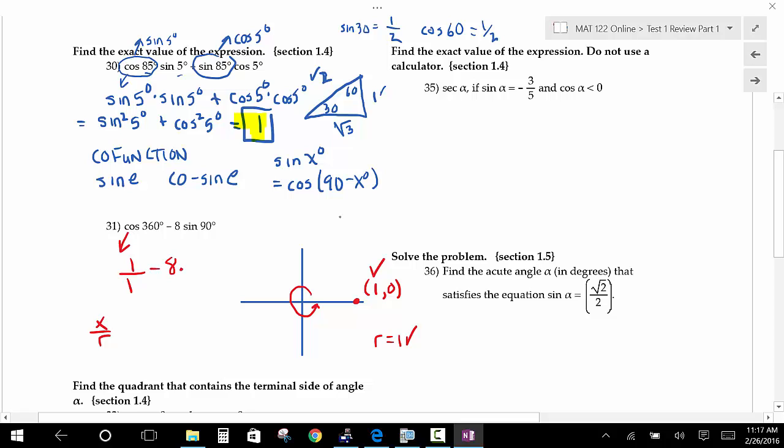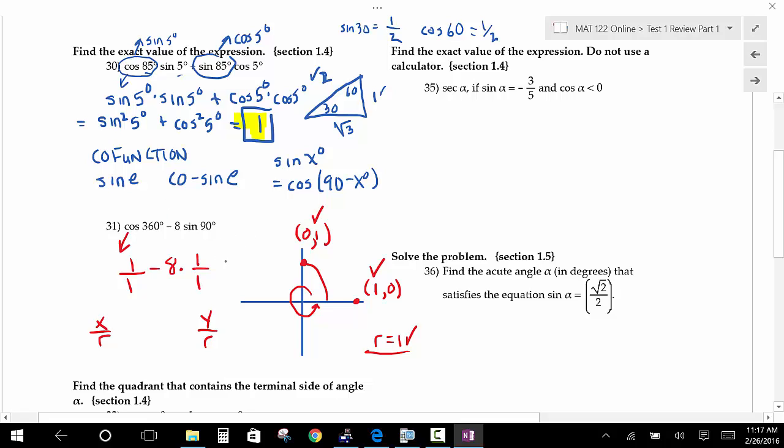Then when we go to the next thing, we're looking at 90 degrees. On a unit circle, that would be the point (0, 1). So the sine is y over r. If we're looking at 90 degrees, y is 1, r is 1. So we'd have 1 over 1 like that.